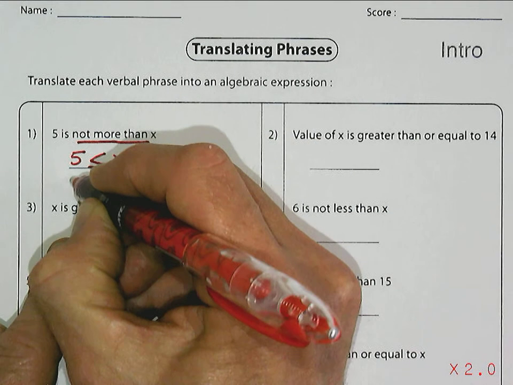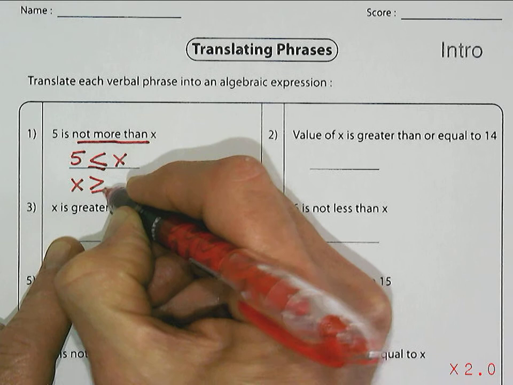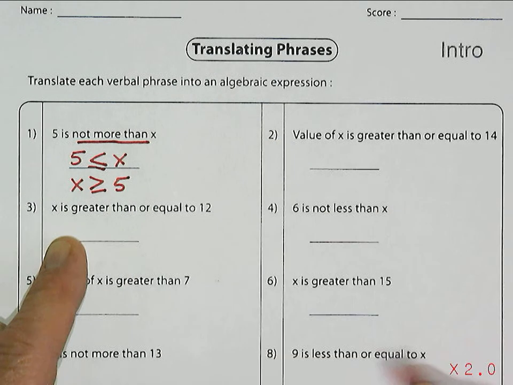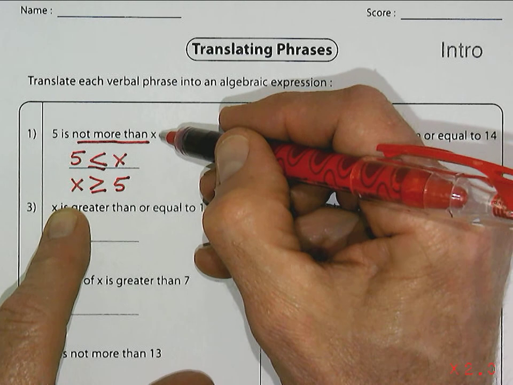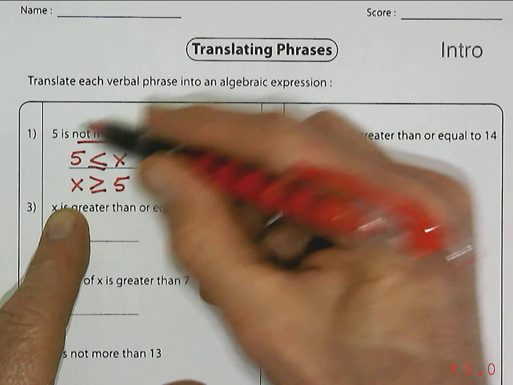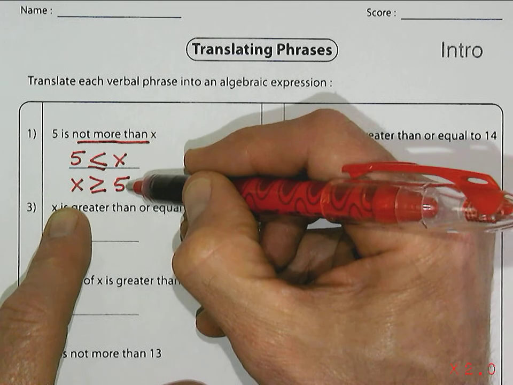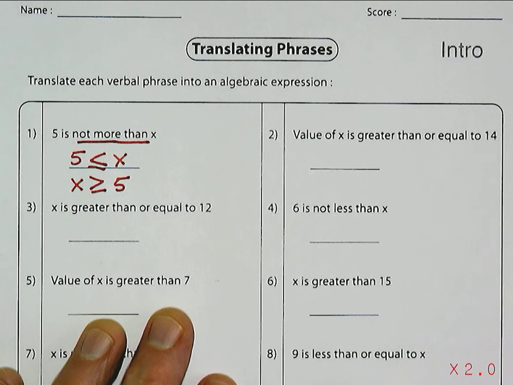And if I wanted to flip that around the other way and think of it this way, x is greater than or equal to 5. So you think of this as numbers that are greater than or equal to 5. So if I said x is 10, 5 is definitely not more than 10. 5 is definitely not more than 100. So that means x has to be a value greater than or equal to 5. And so that's what you do with phrases.